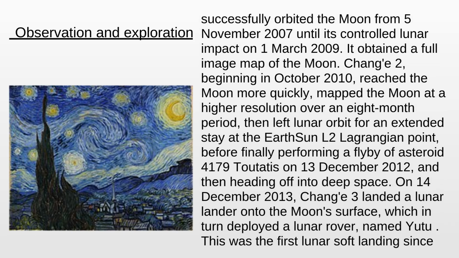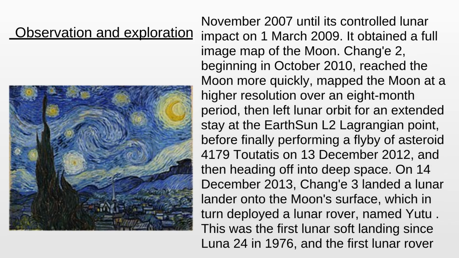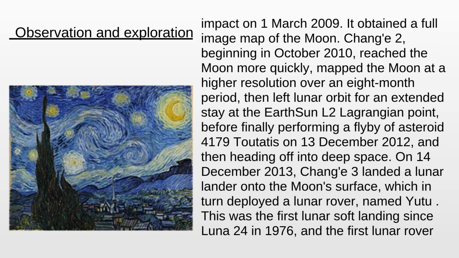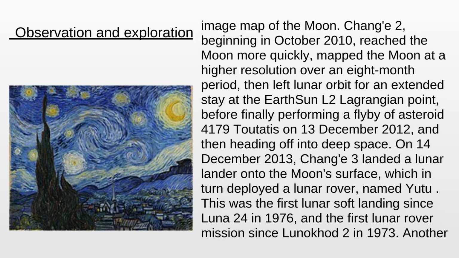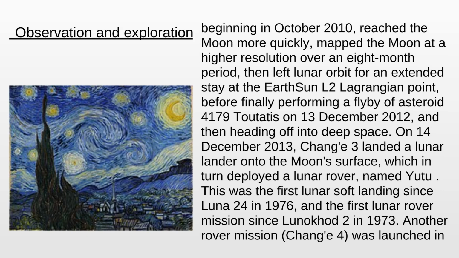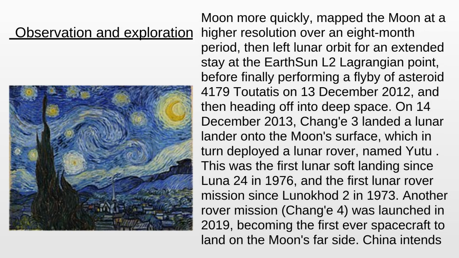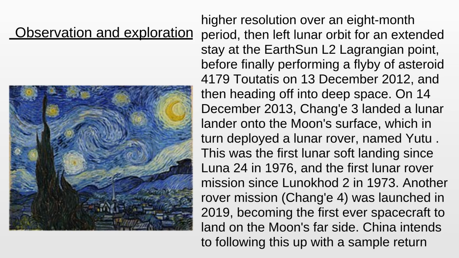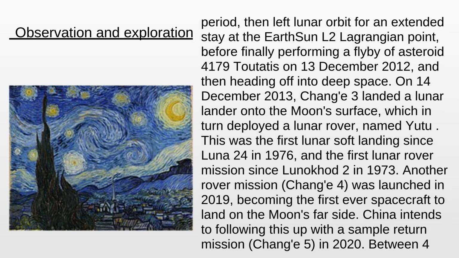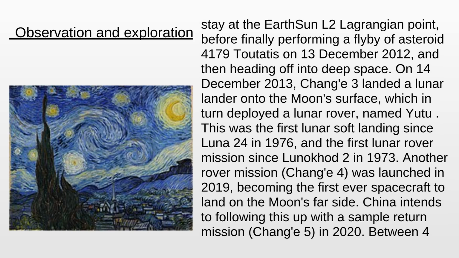Chang'e 2, beginning in October 2010, reached the Moon more quickly, mapped the Moon at a higher resolution over an 8-month period, then left lunar orbit for an extended stay at the Earth-Sun L2 Lagrangian point, before finally performing a flyby of asteroid 4179 Toutatis on December 13, 2012, and then heading off into deep space.